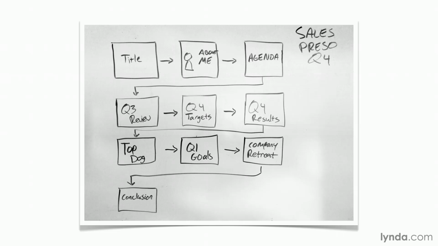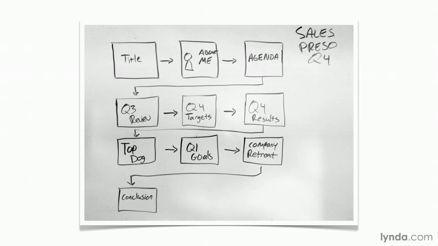So we've got a title, then we go to About Me, then we go to an agenda, then we go all the way down. Okay, we're talking about what happened in Q3. What did we do in Q3, and what type of goals did we set moving into Q4 targets? Okay, here's the goals that we had set. Okay, here's our results, Q4 results.